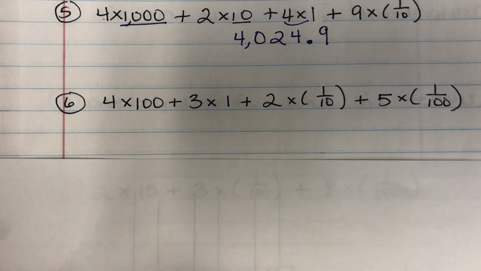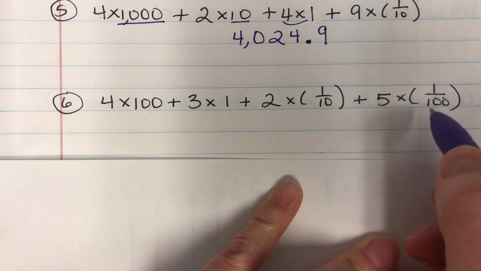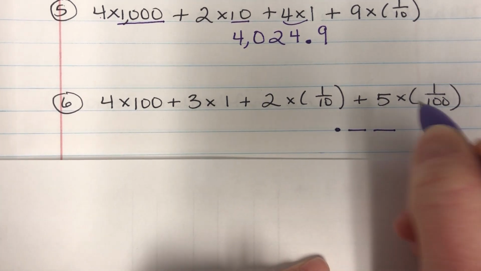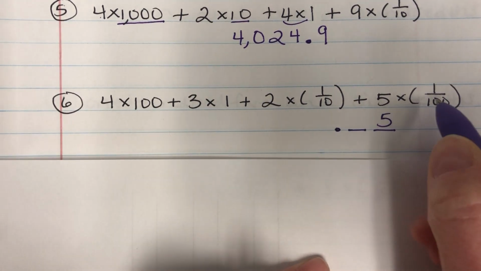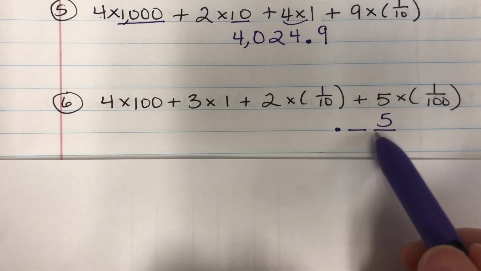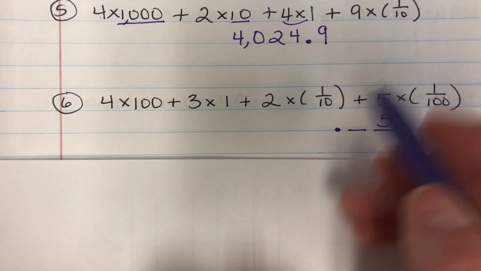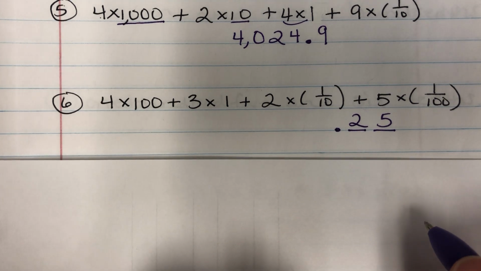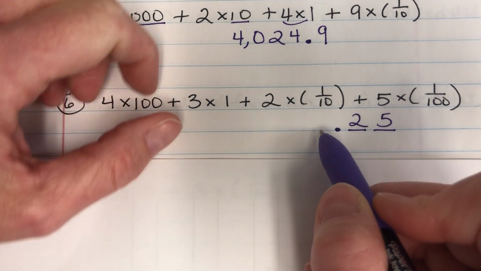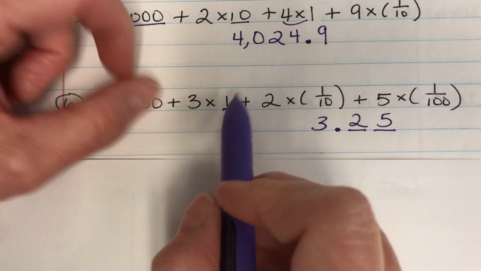Press pause, press play. Okay, I'm going to start all the way over here, and I see 5 times 1/100th. That means that I'm going to need to have a 5 2 places to the right of the decimal point, because that's the hundredths place. So next over from the hundredths place would be the tenths place, and I do see a number multiplied by 1/10. It is 2, so I'm going to write the 2 there. Next over from the tenths place, this is the ones place, so I'm looking for something multiplied by 1, and I see it. 3 would go in the ones place.